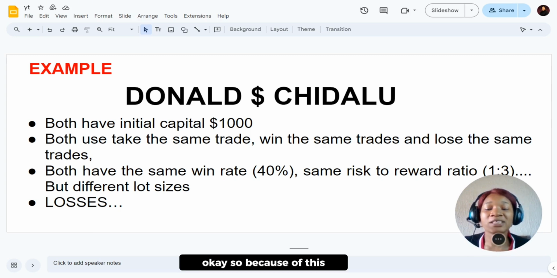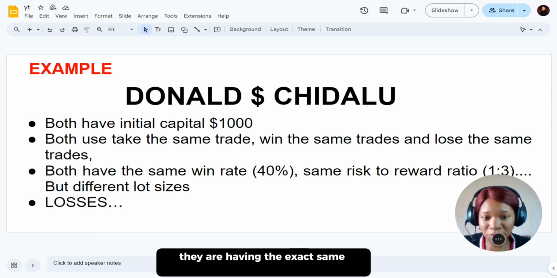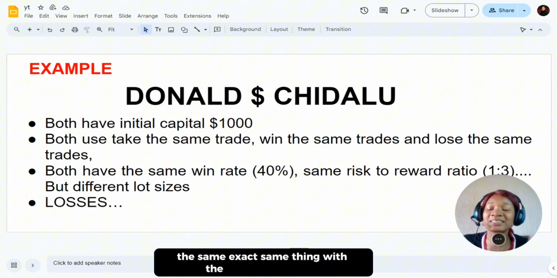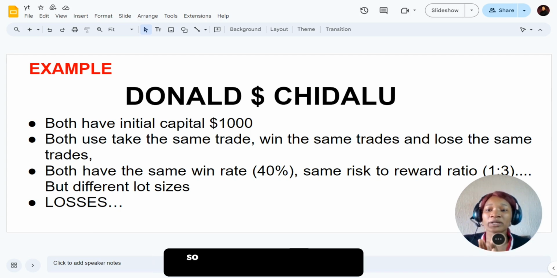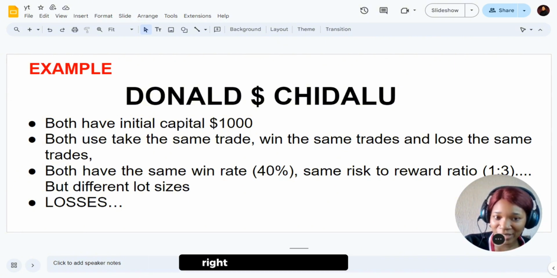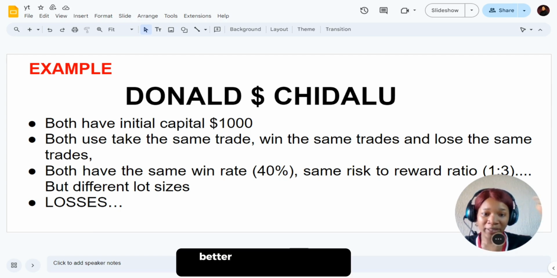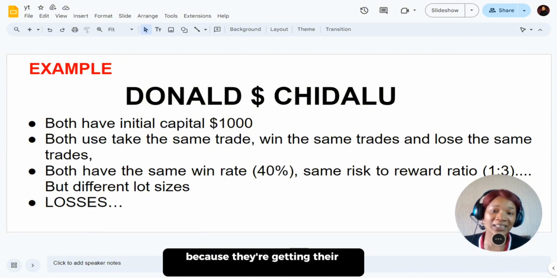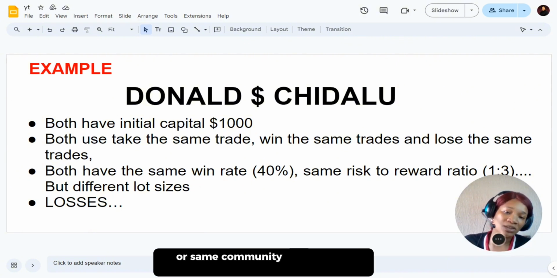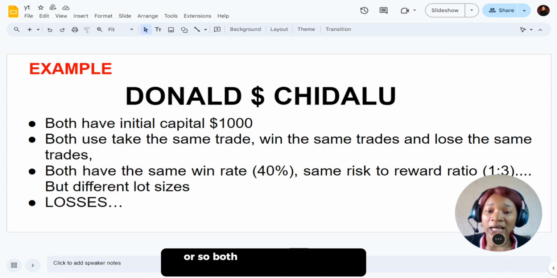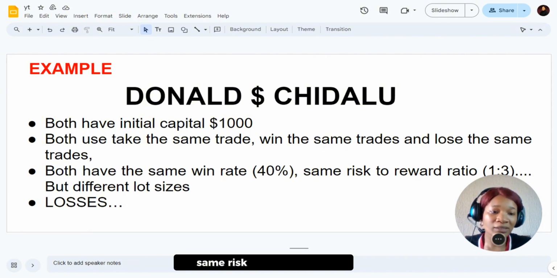Because of this, they are having the exact same trades. The same winning trades, the same losing trades, the exact same thing with the same capital. Since they are using the same signals, I don't want to say they are using different strategies, because of course some strategies have better edges than others. So for this example, let's assume that both of them are doing exactly the same thing, because they are getting their signals from the same group, community, or program. So both have the same win rates, same risk to reward.